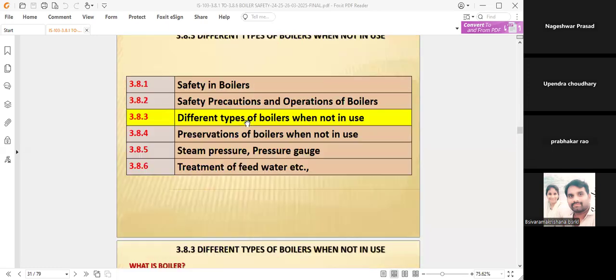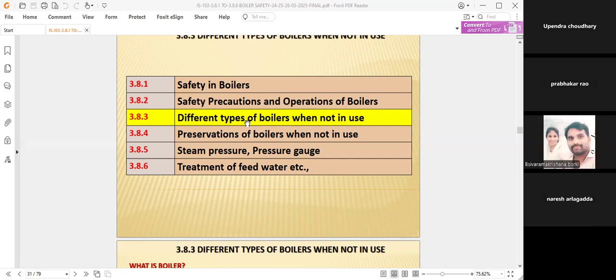Once the safety precautions of operations of the boiler are completed, then we'll go to 3.8.3, different types of boilers when not in use. When not in use, I already told whether it's in standby, or it is taken into shutdowns, or we have to take sudden breakdowns. And if they are not in use, what are the safety precautions to be taken care of? What are the potential hazards also to be taken care of? This is a very important point when they are not in use.